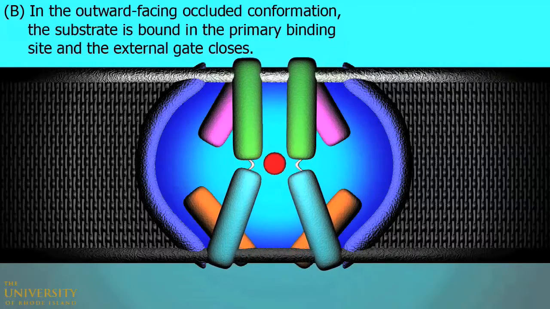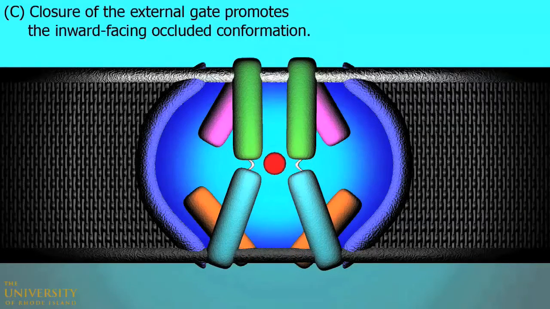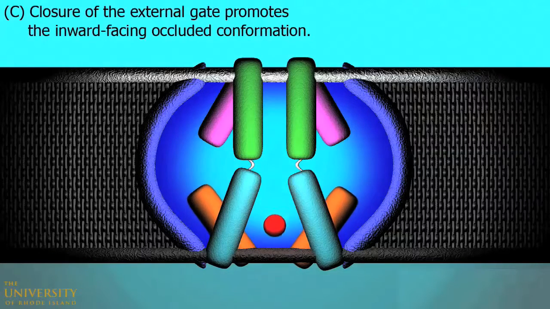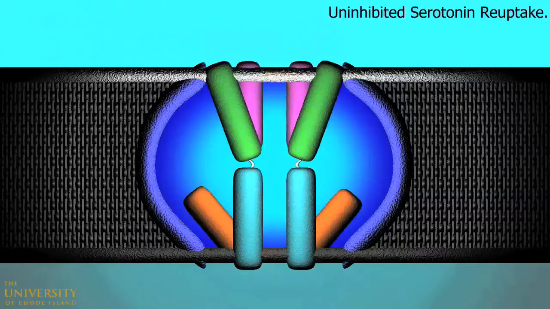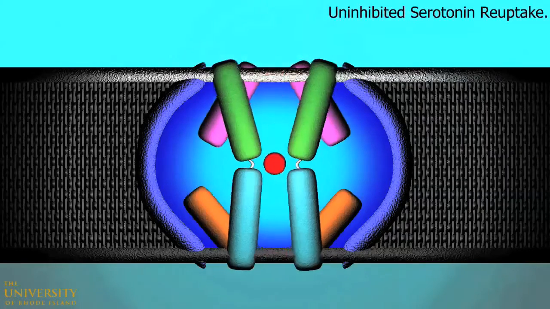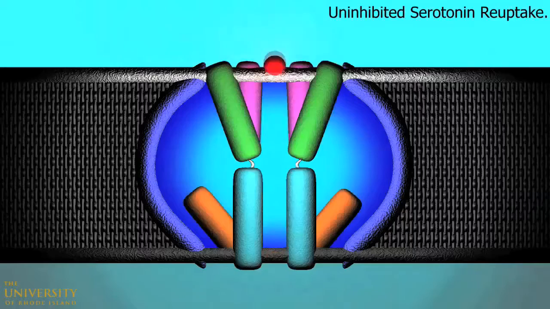gate closes. In stage C, closure of the external gate promotes the inward-facing occluded conformation, and in stage D, the inward-facing conformation opens its gate for substrate release. This conformation is hypothetical. During uninhibited serotonin reuptake, serotonin moves through the transport protein's gated rocker switches smoothly.